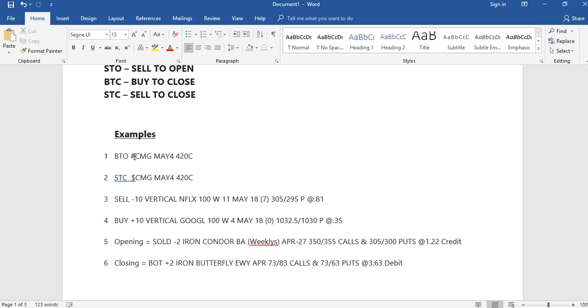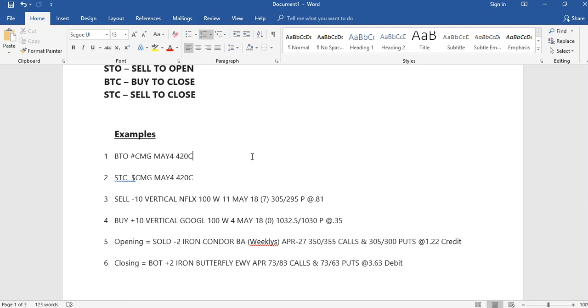The next part is the ticker symbol, and in this case, they put a hashtag in front of the symbol. So sometimes you'll see traders use a hashtag or a dollar sign to indicate that that's a ticker symbol right after that value. So this is a hashtag, and then CMG is the ticker symbol. Next is your expiration. So this expired on May 4th. The strike price was 420, and C just means for a call.